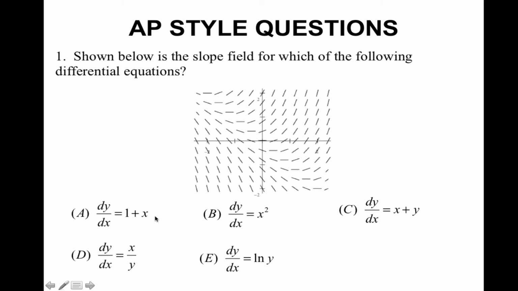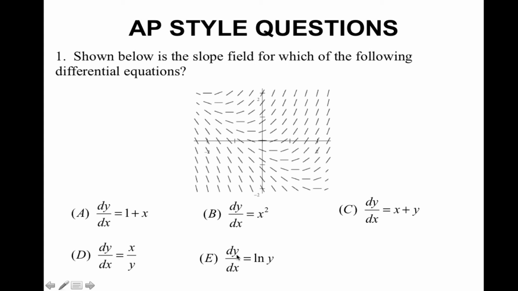So that automatically eliminates A and B. Now, if it was just dependent on y, that means each y value would have the same slope. And does this slope field for every y value have the same slope? No. So that automatically eliminates E. So I now know that it is definitely in terms of x and y. So I have choice C and choice D to choose from.